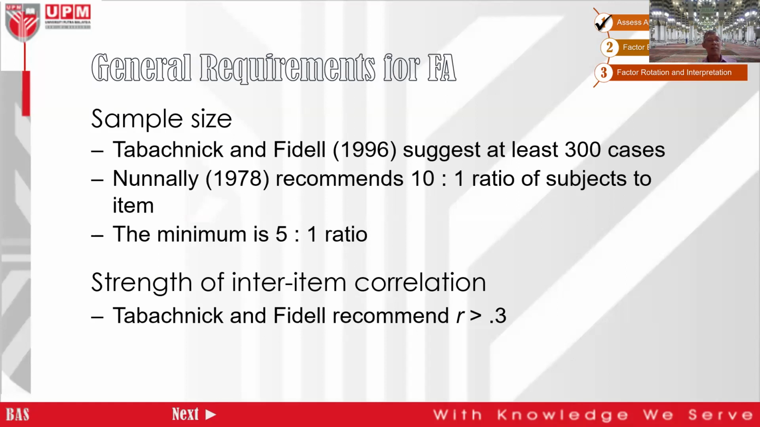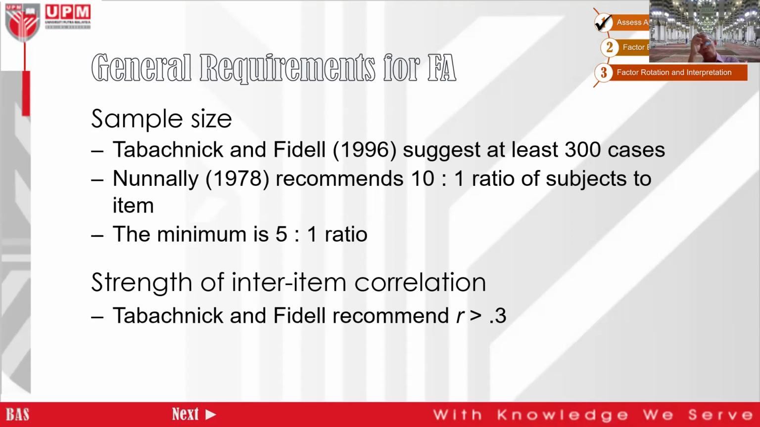Or you can use the criteria given by Nunnally, 1978. Recommended 10 to 1. I mean, 10 cases to 1 item. If let's say you have 20 items, then you need to have 200 cases. The bare minimum, according to literature, is 5 to 1. That means 5 cases to 1 item. If you have 20 items multiplied by 5, you need to have 100 cases. That will be the guideline that we can use in order to determine the sample size.